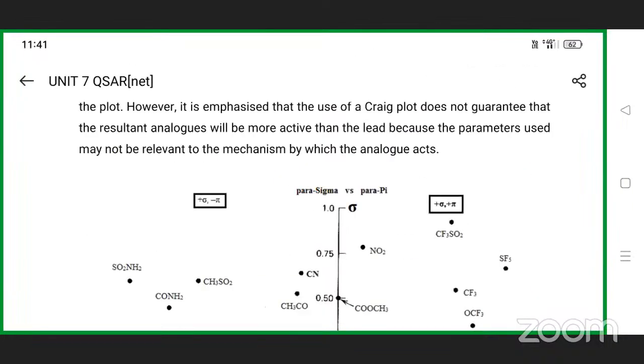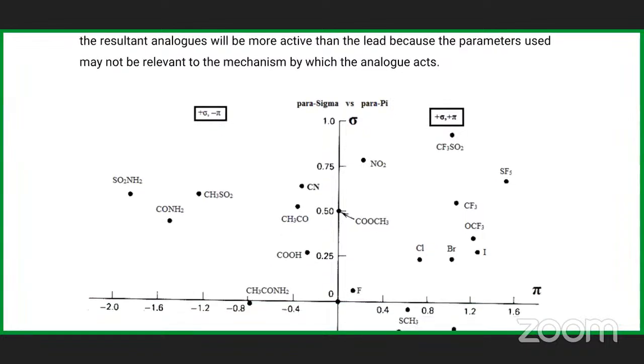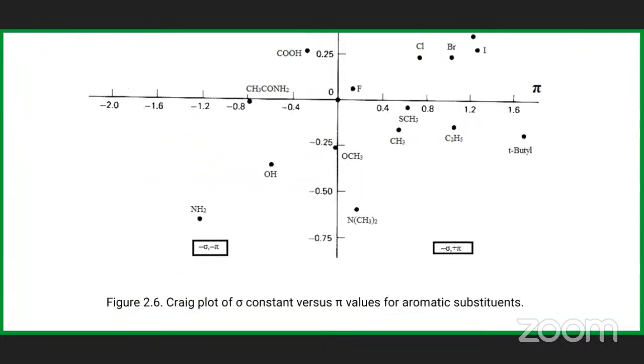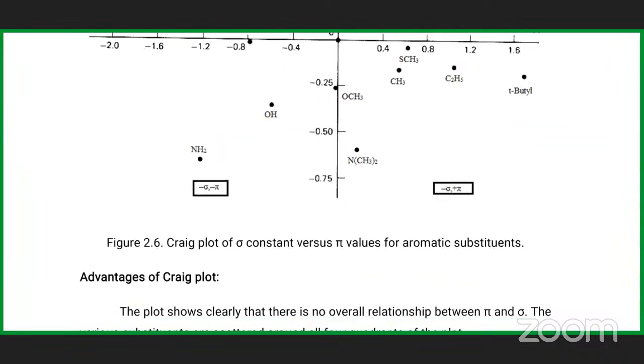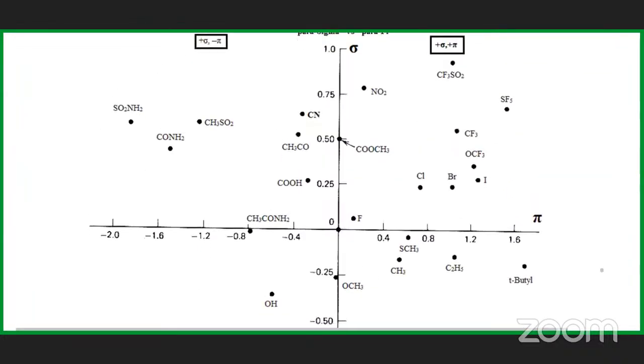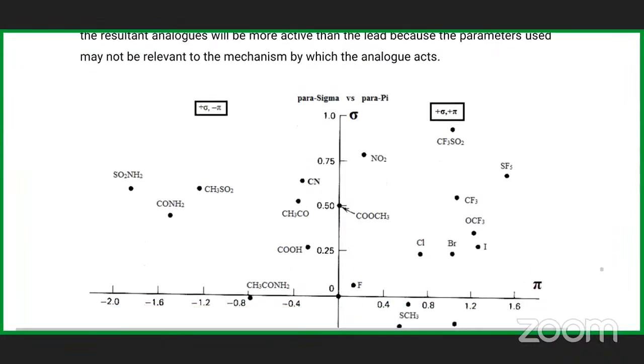Actually, this plot is divided into 4 coordinates here, and in the upper coordinates on the left side it is given plus sigma minus pi, and on the right side plus sigma and plus pi. So this is one of the important questions in the examination. This is a repeated question, Craig's plot. On the right side you see plus sigma and plus pi, and in the bottom phase on the left side it is minus sigma and minus pi. In the above phase you see plus sigma minus pi here, and below it is minus sigma minus pi, and here is minus sigma and plus pi. On the right side you can see minus sigma plus pi here, and their values on this graph.